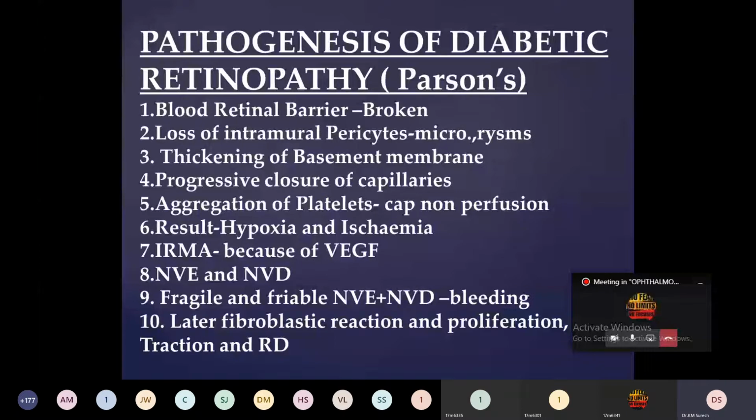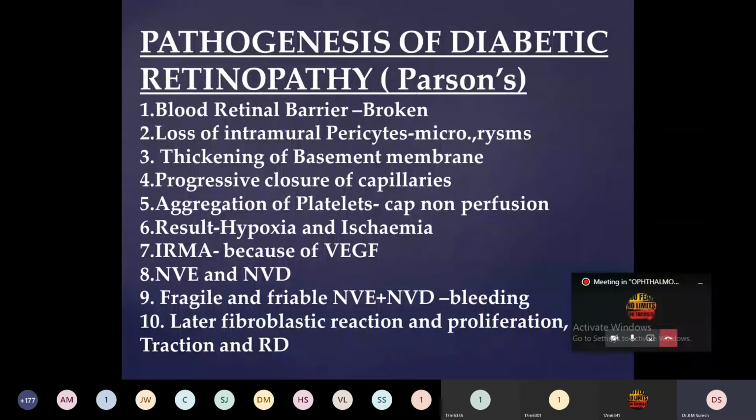As I told you, these newly formed vessels are extremely fragile and friable, and they break up so as to cause bleeding. Later, there will be fibroblastic reaction and proliferation, which will cause tractional bands. These tractional bands apply pressure over the surface of the retina, and they pull the retina from its attachment to the underlying structures, and hence there will be formation of a retinal detachment.